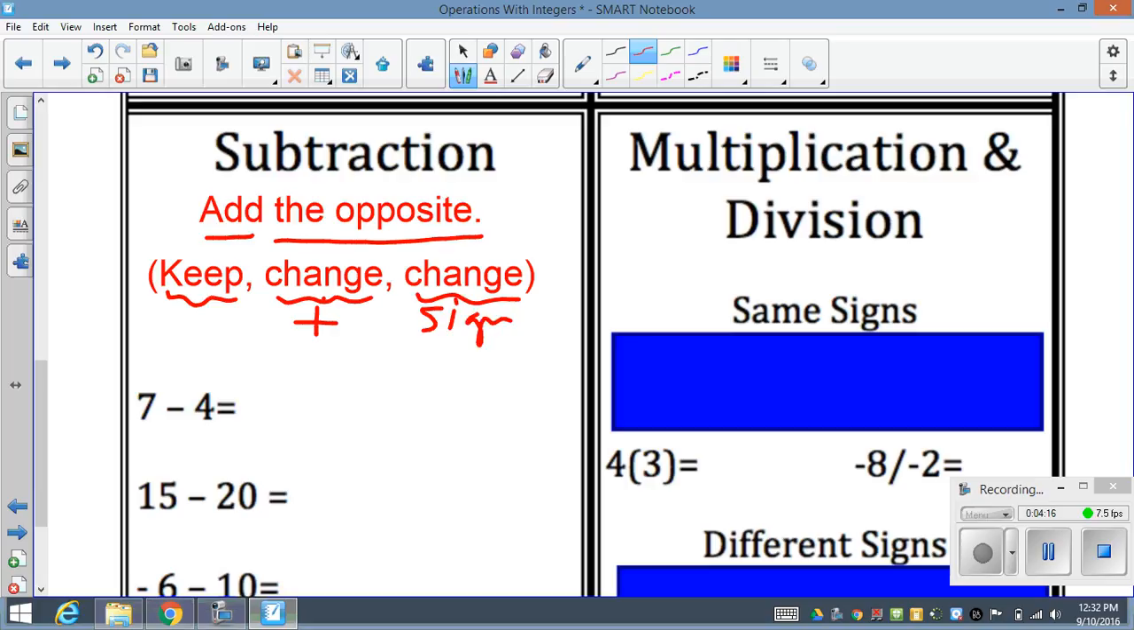Okay, so for example here, 7 minus 4, hopefully you know that's just 3, but I'm going to show it to you using adding the opposite. So I'm going to change this to 7 plus a negative 4.